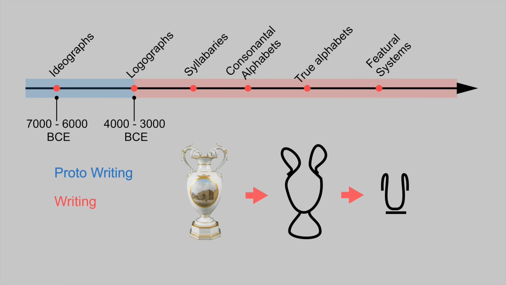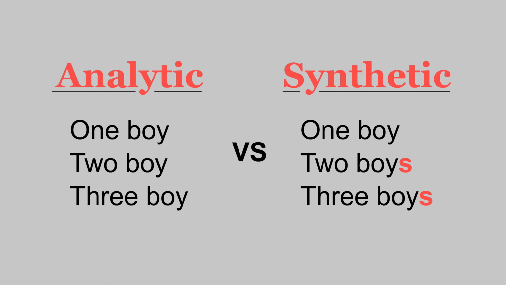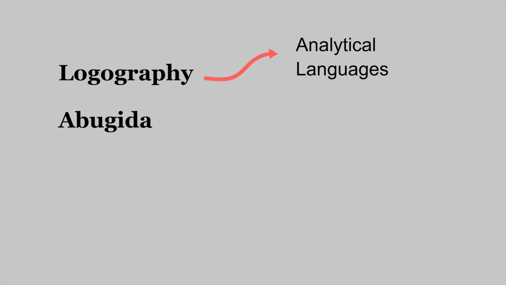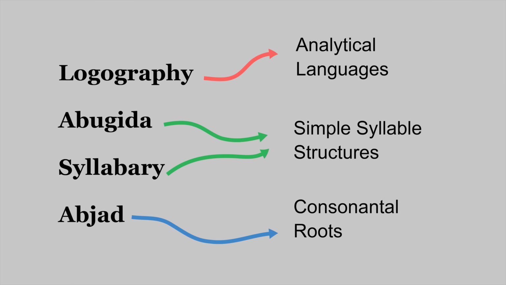Lastly, and definitely most importantly, pick a type of script that suits your language's phonotactics. Logographic systems work well for analytical languages like Mandarin, where words are not inflected to convey grammatical meaning. Abugidas and syllabaries suit languages with very simple syllable structures, and abjads? They work well for languages in which words are built upon consonantal roots.